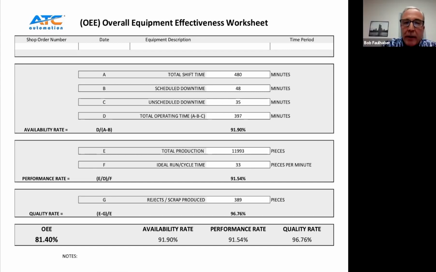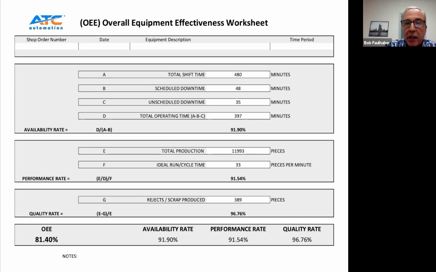So this last chart is a worksheet. It's a simple Excel worksheet that we use at ATC to manually calculate OEE. As I mentioned earlier, a lot of our controls engineers are now incorporating this measure into the software for the line, so you can get it at any particular point in time. But to do it manually, I think it's important to understand where the numbers come from. And I plugged some numbers in here so you can see how the calculation occurs.